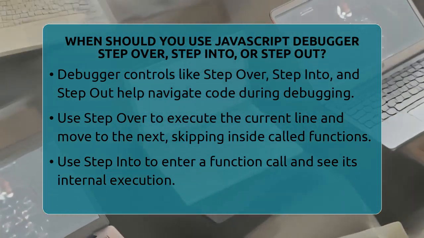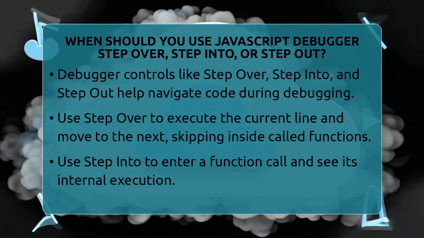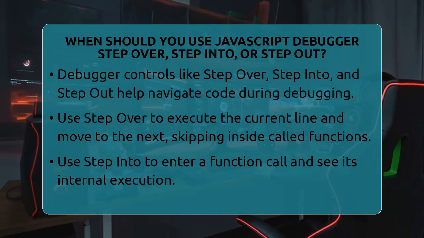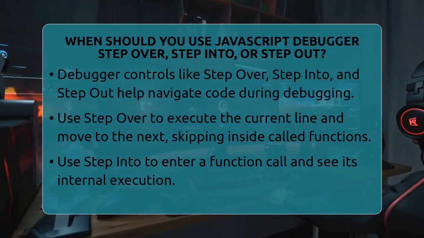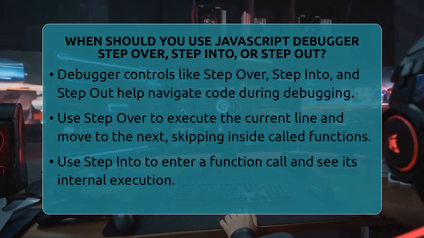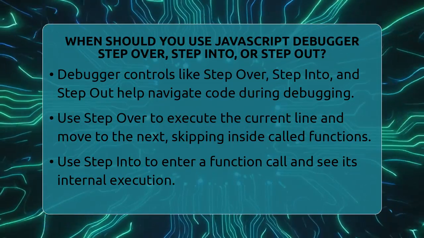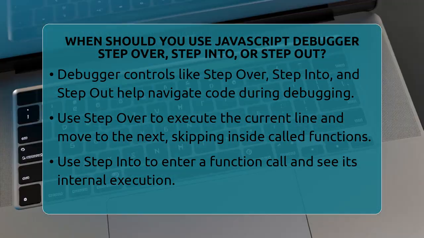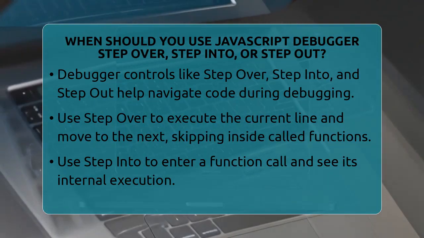That's where the debugger controls called step over, step into, and step out come into play. These tools help you navigate through your code line by line, making debugging much easier. Knowing when to use each one can save you time and frustration. Let's walk through what each of these controls does and when to use them.